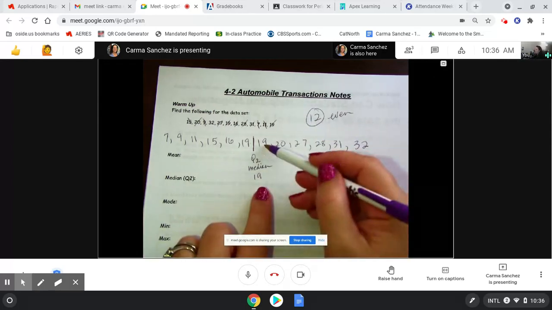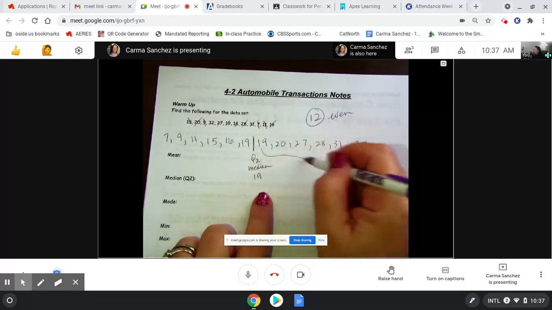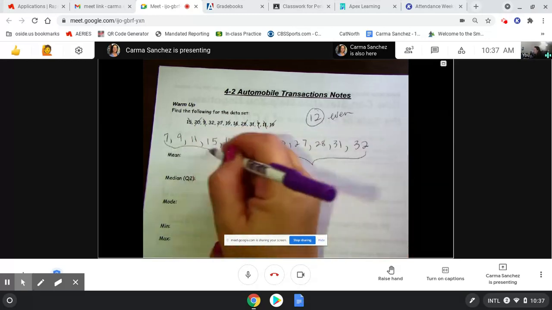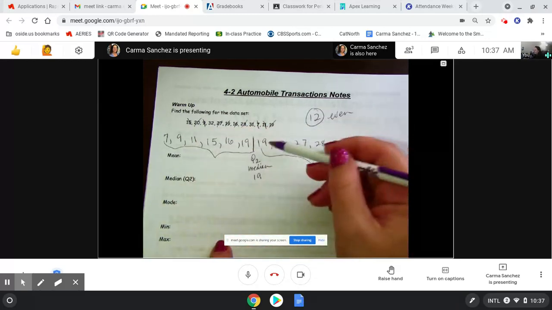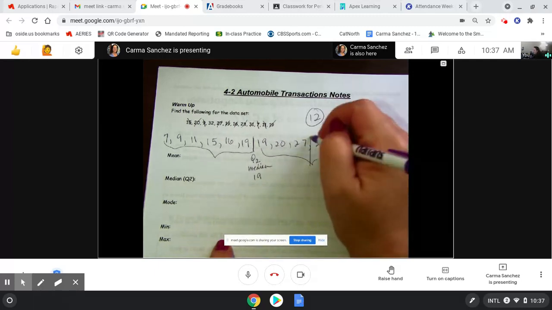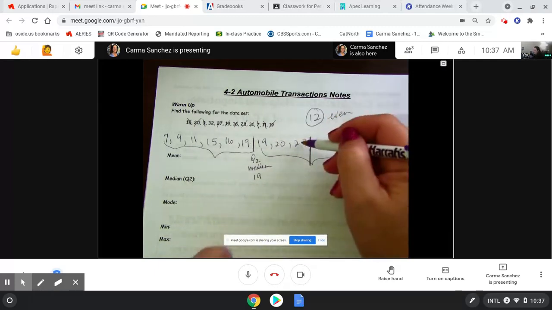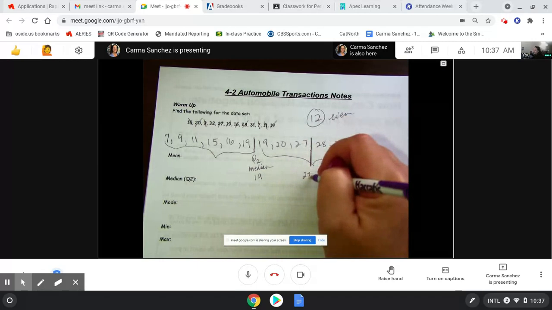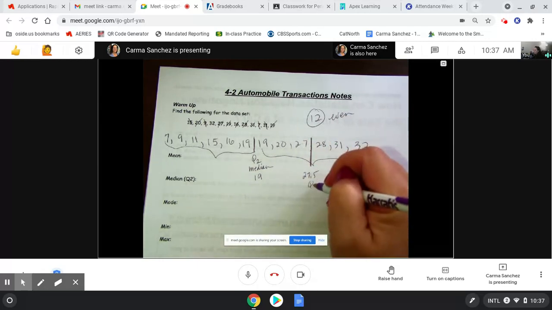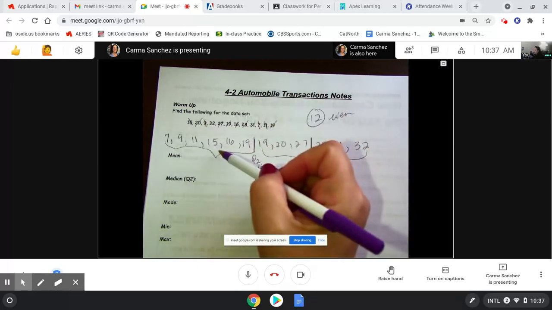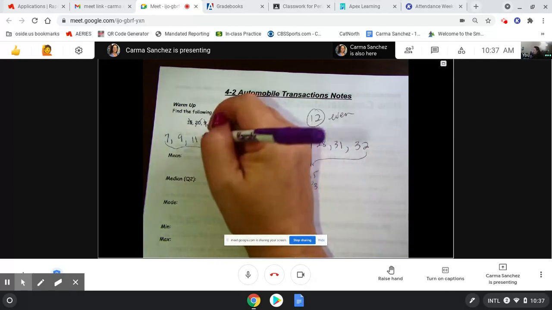Next, I look at this second half of the data separate from the first half of the data. And so here I have 6 pieces of data. So I'm going to look for the middle of those 6. So in between a 27 and a 28 will be 27.5. That's my Q3. In between my 11 and my 15.